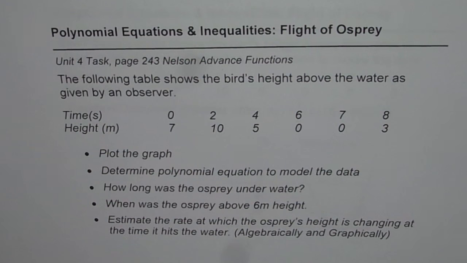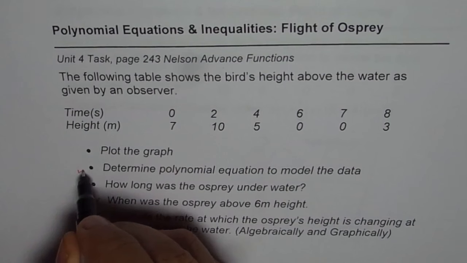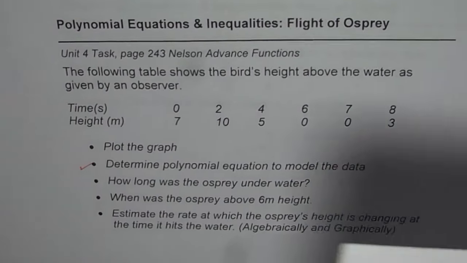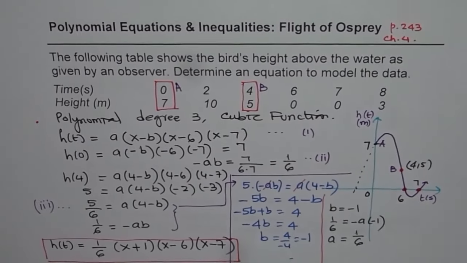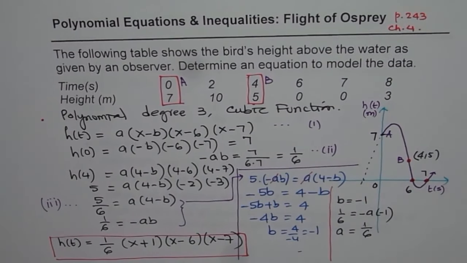So what we did initially was that we didn't really plot the graph, but we found the equation first, right? So we did part 2 of this, that is determine the polynomial equation to model the data. And here is the portion which you can see and relate to. So this is how we did it.